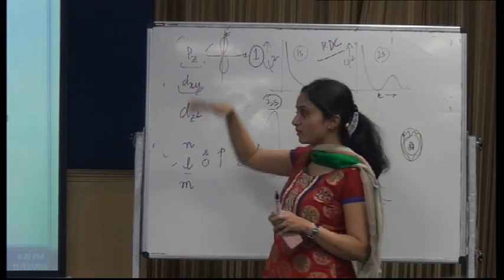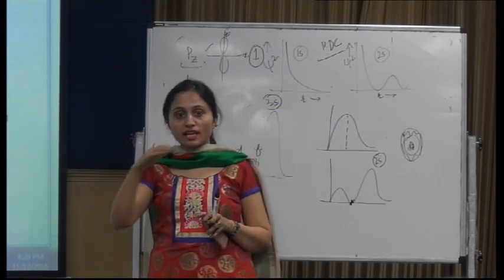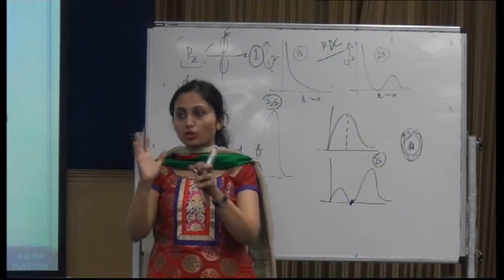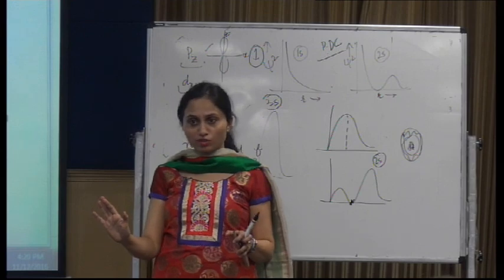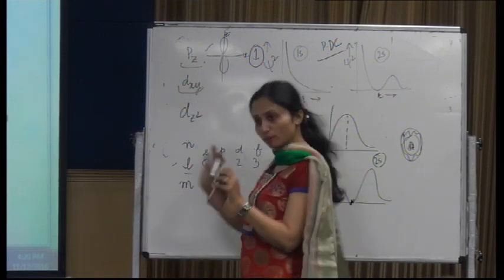Angular nodes is like when you are talking about the number of nodes in the 3-dimensional space according to the shape of the orbital. Complicated definition, don't need to remember. So समझ लो, ठीक है?